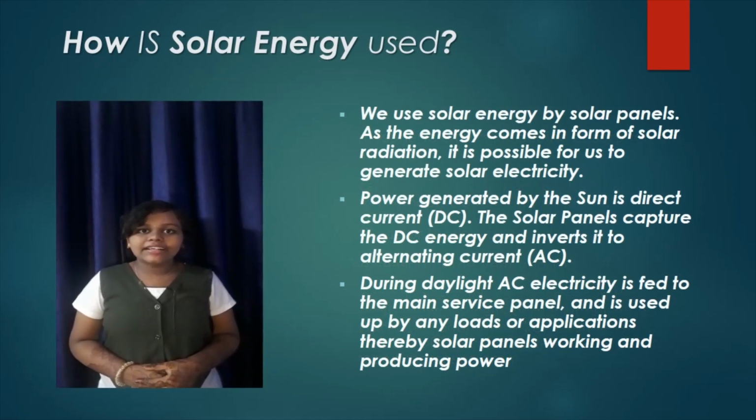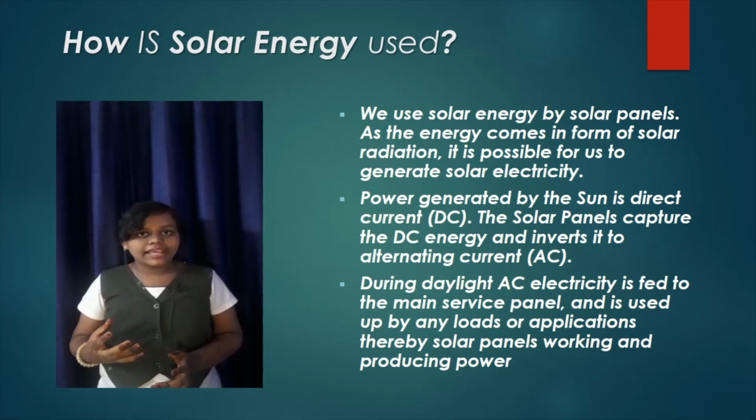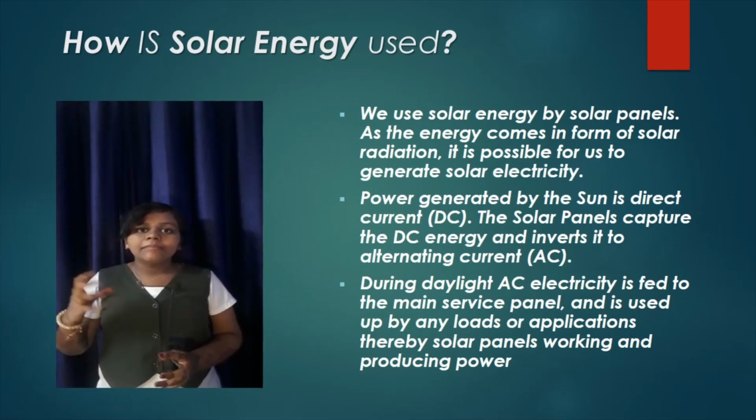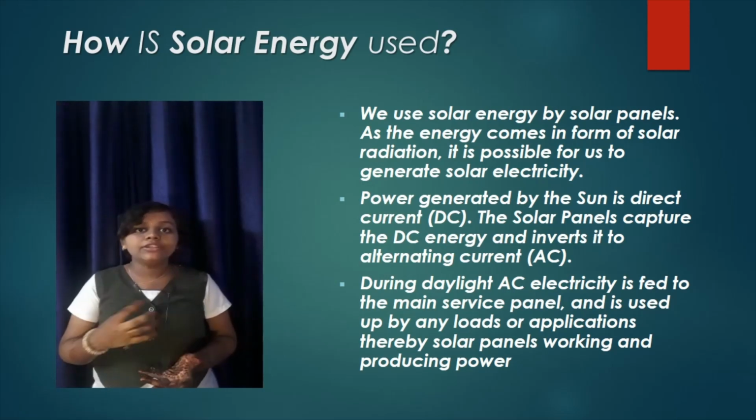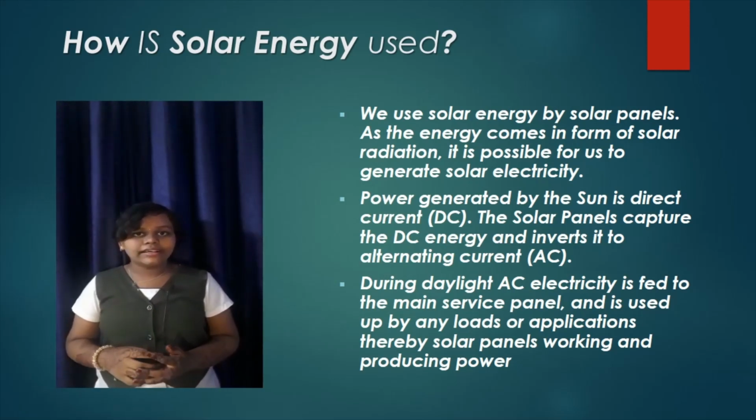How is solar energy used? We are able to consume solar energy using solar panels. The sun emits rays which are in the form of DC, direct current. But unfortunately, we are not able to derive electricity directly from DC. But luckily, we have inverters in solar panels which convert DC into AC, alternating current.